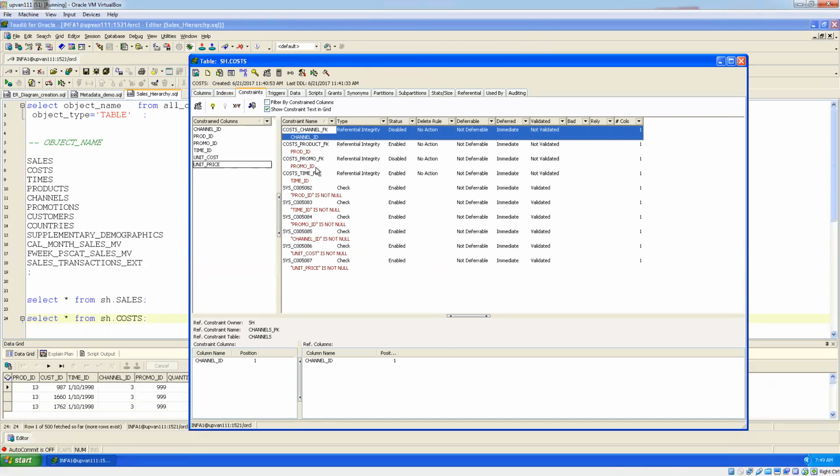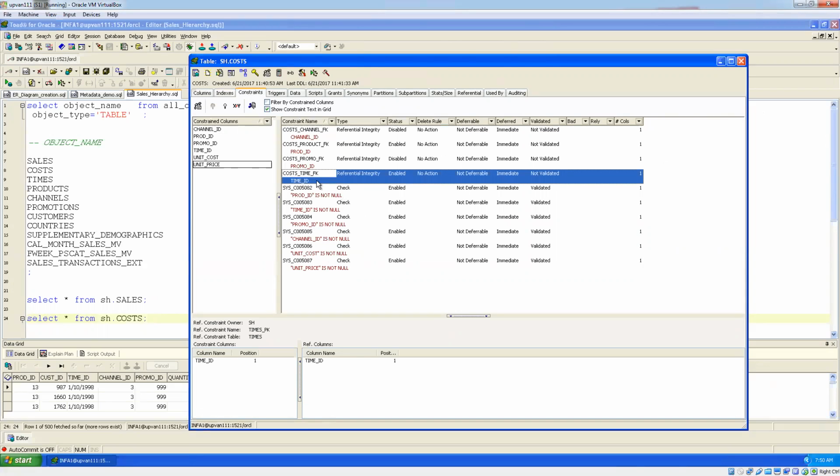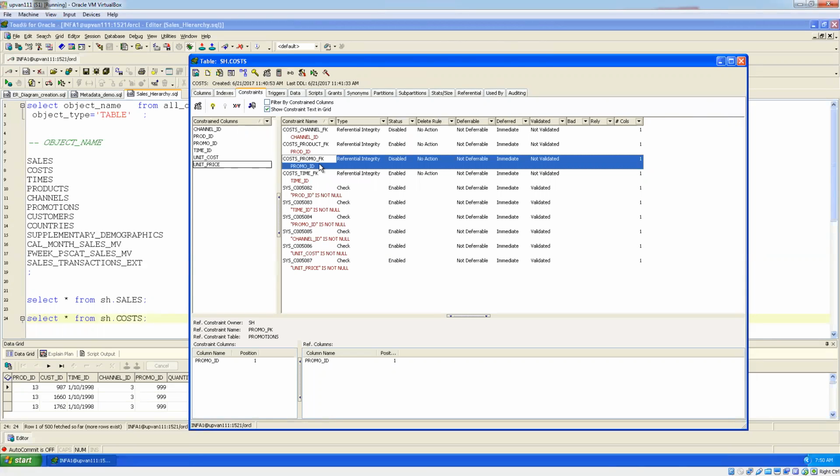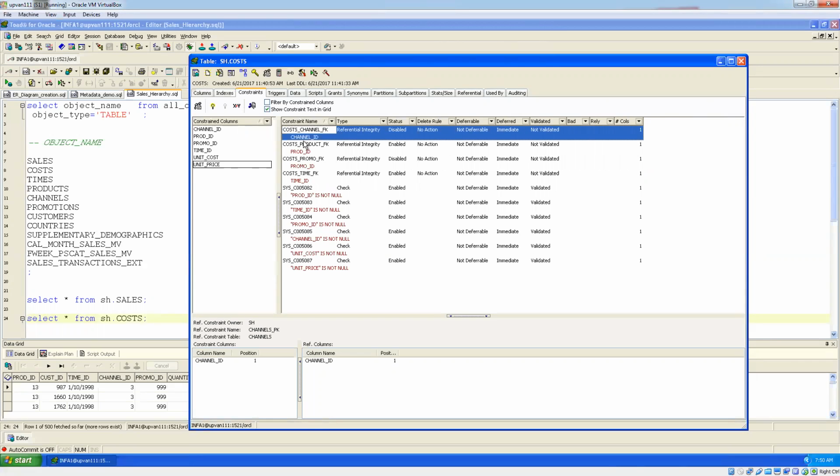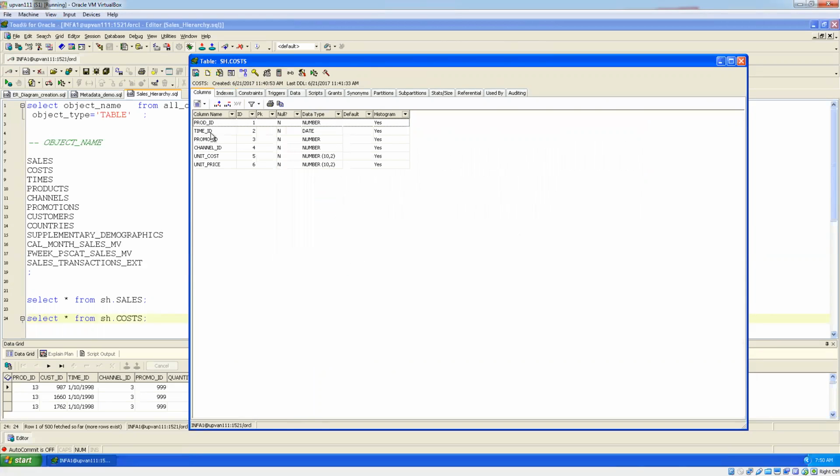What is it referring to? Who will repeat with me? Referring means foreign key, right? What are these foreign keys? Time ID from times. Then promo ID from promotions. Prod ID from products. And channel ID from channels. Is there any customer ID here? No, there is no such column as customer ID.